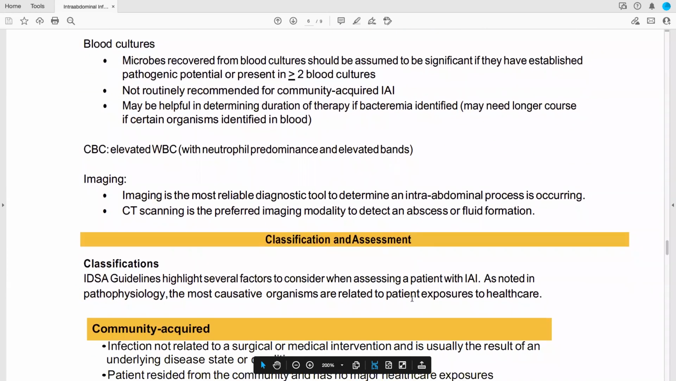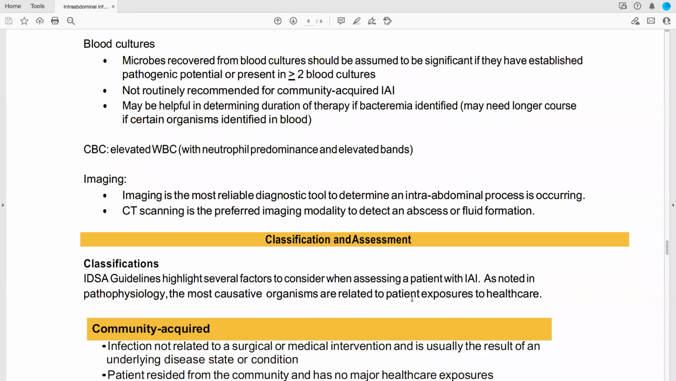So for blood culture, microbes recovered from blood culture should be assessed to be significant if they have established potential. That means we are typically going to say that pathogens are definitively causing this infection, or are virulent, if they are present in greater than or equal to 2 blood cultures. So if we see E. coli grown in both bottles or both blood cultures, then we'll say, okay, this E. coli is definitely what's causing this infection here, this intra-abdominal infection.